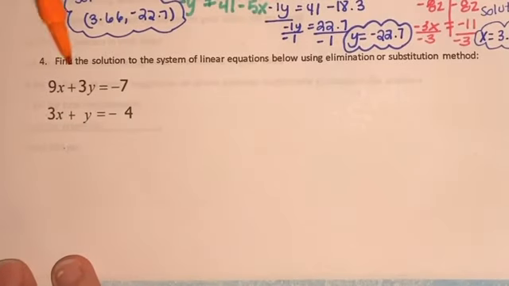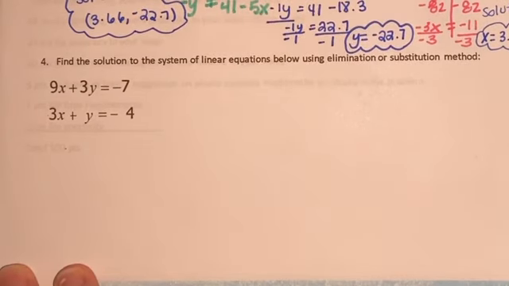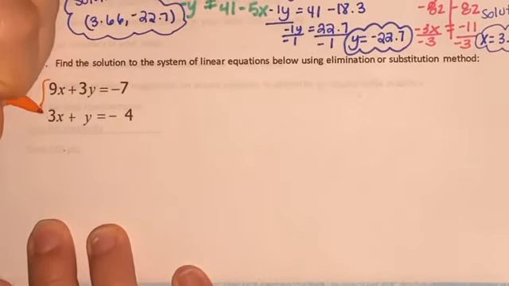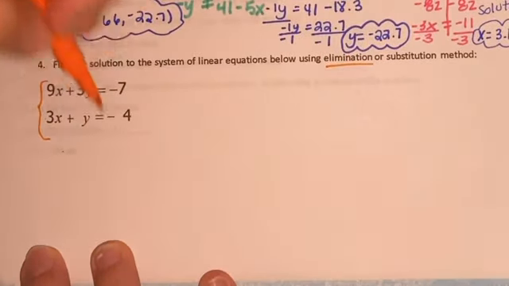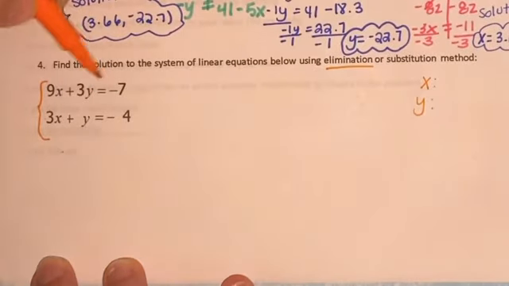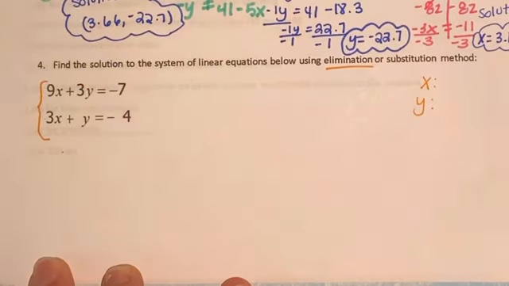Okay, so for our fourth problem, it says find the solution to the system of linear equations below using elimination or substitution method. For the last problem, I'm going to use the elimination method just because I prefer that one. What we're trying to figure out here is x and y. So the first thing we're going to do is see if they line up, and they do. And now we check if there's any cancellations, and we see that there isn't, but it's okay because we can make them cancel out by multiplying one of the equations.